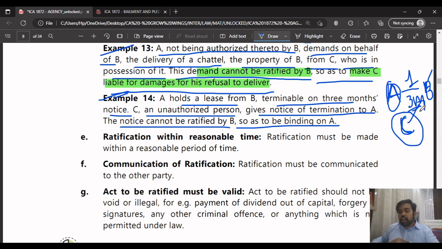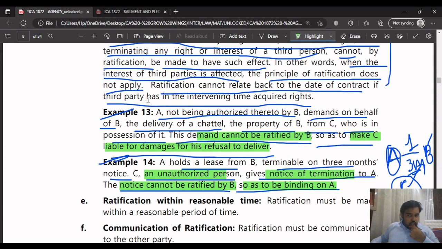No, it's not E ratifying, it's C who is ratifying B's act. C is the one giving the termination form, and B cannot ratify it. So you understood now. C is an unauthorized person who gave notice of termination to A. The notice cannot be ratified by B so as to be binding on A. So that's what they are trying to tell there.